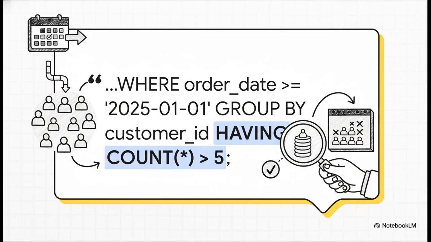And this query shows it perfectly. Just look at the order of operations here. First, the WHERE clause filters out everything except orders from 2025 or later. Then, GROUP BY takes those remaining rows and bundles them up by customer. And finally, the HAVING clause looks at those groups and says, okay, I only want the customers who have more than 5 orders. See how they work as a team?